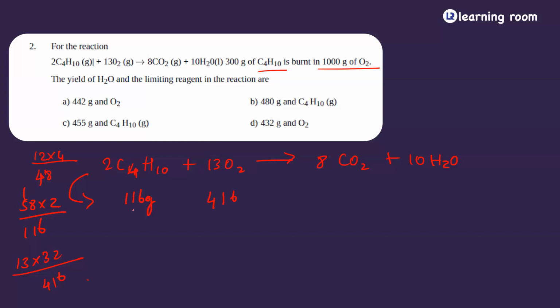So here you have 116 gram of butane C4H10 reacting with 416 gram of oxygen. What is the mass of carbon dioxide formed here? 1 mole of carbon dioxide mass was 44 grams, correct? 44 into 8, what will it be?